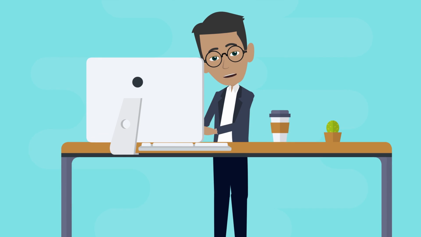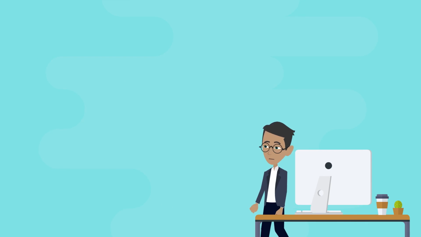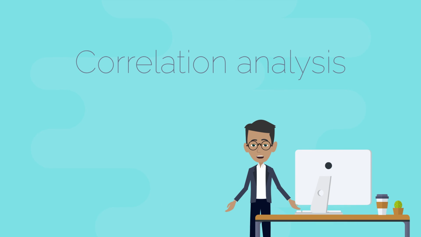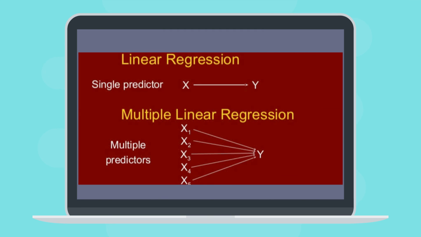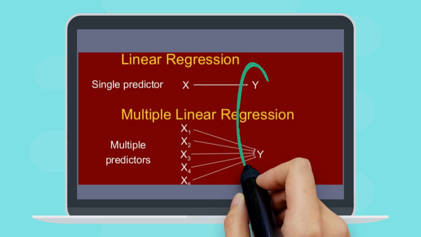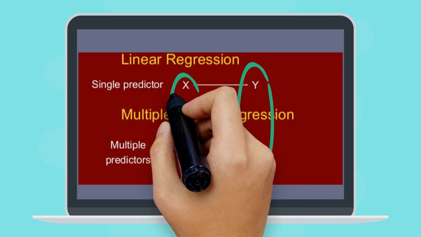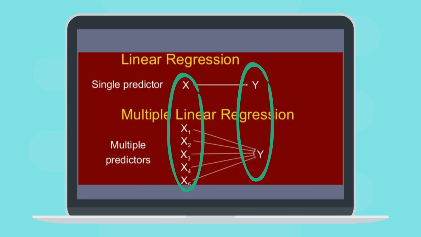In the last few videos, we learned about correlation analysis that can be used to quantify the strength of association between two variables. In this video, we will learn about linear regression, another useful tool in examining the relationship between two or more variables. Regression analysis is one of the most frequently used tools in the world of finance. It quantifies the relationship between a variable called the dependent variable and one or more explanatory variables, also called independent variables.